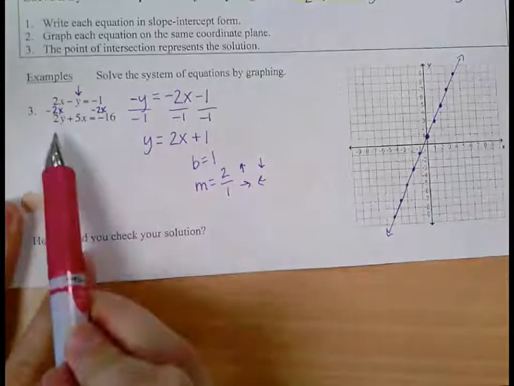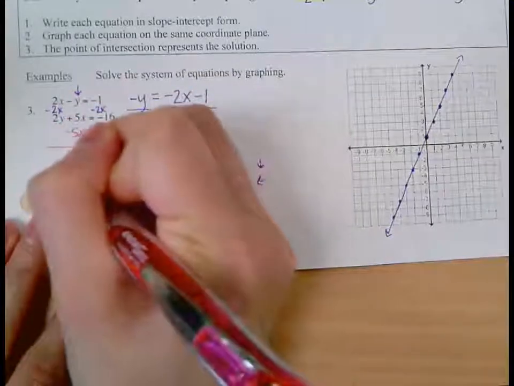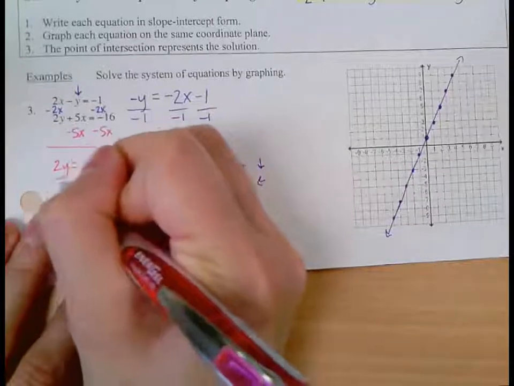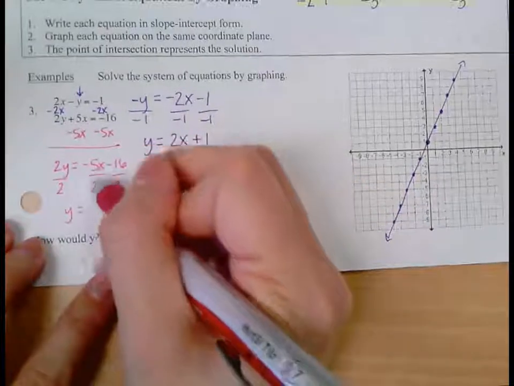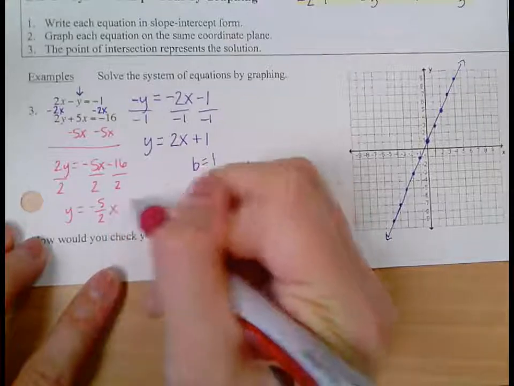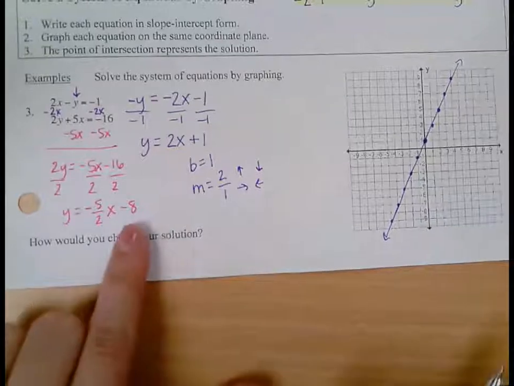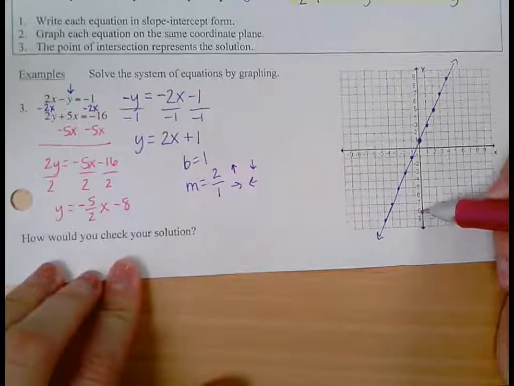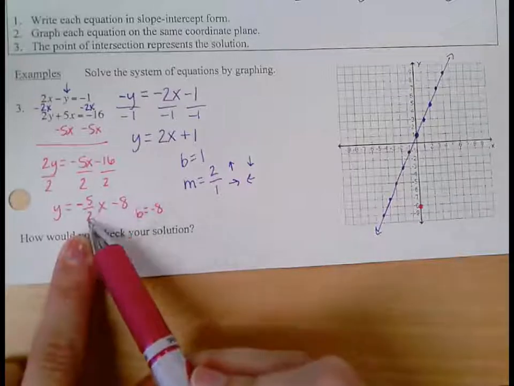And then for the second equation, solving for y, you have to subtract 5x first. So 2y equals negative 5x minus 16. Divide each side by 2. Y will equal, leave this as a fraction now for your slope because you're graphing, so negative 5 over 2x, and then minus 8. So the y-intercept is negative 8. And then the slope is negative 5 over 2.